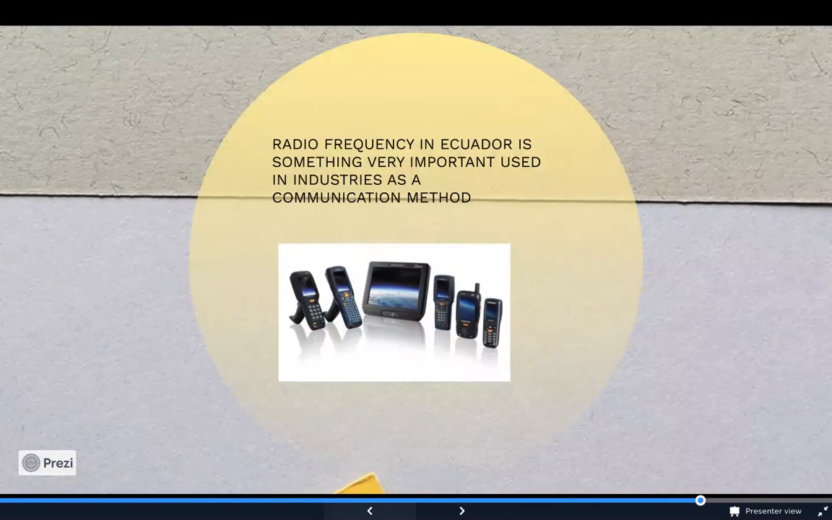Radiofrequency in Ecuador is sometimes very important, used in industries and communication networks.